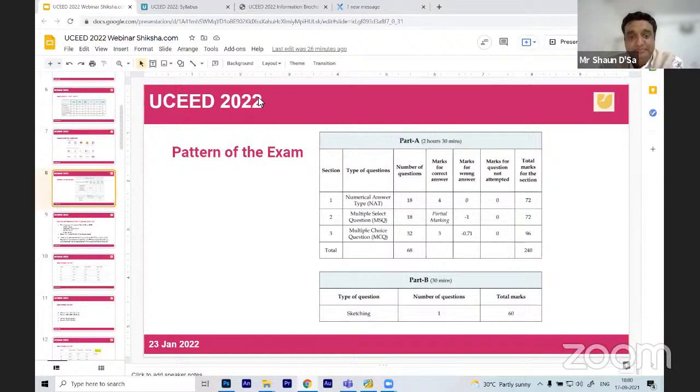Yes, next question. Kuber Budhija asked, is JEE Main Paper 2 also helpful for UCEED? JEE Main Paper 2 for architecture.